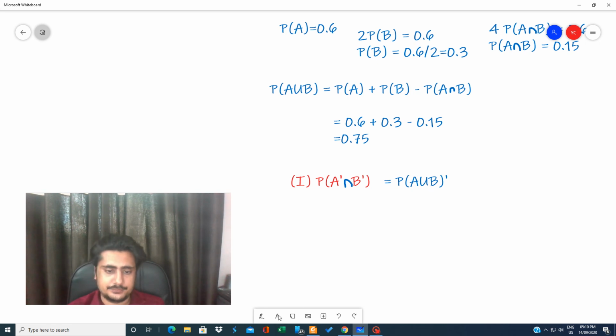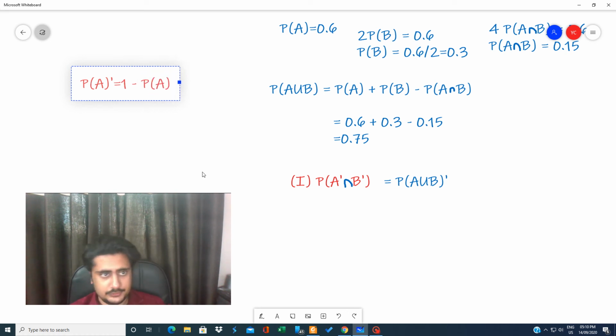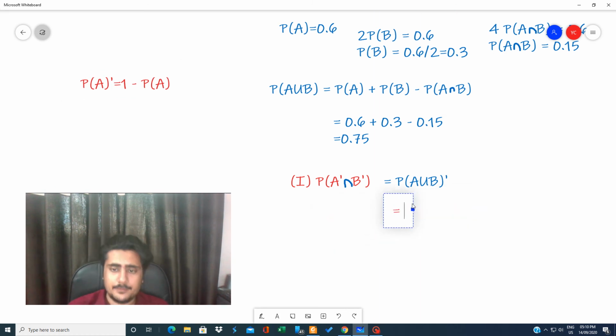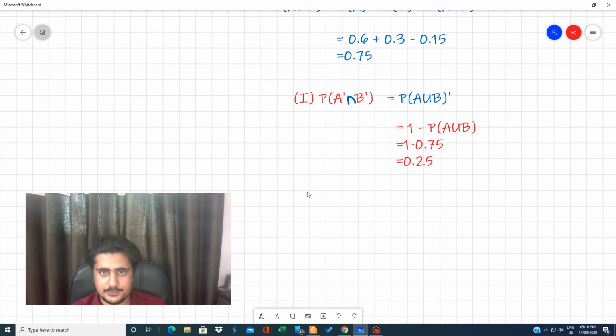How, sir? See, I'm giving you an example. If I tell you to find P of A dash, how will you find it? It's simple: 1 minus P of A. In the same way, if I tell you to find P of A union B dash, you will simply do 1 minus P of A union B. So it's simply 1 minus 0.75, which is 0.25.